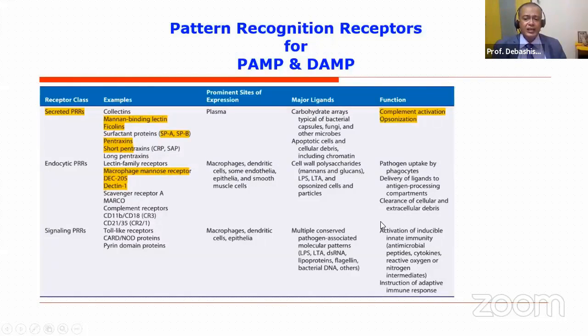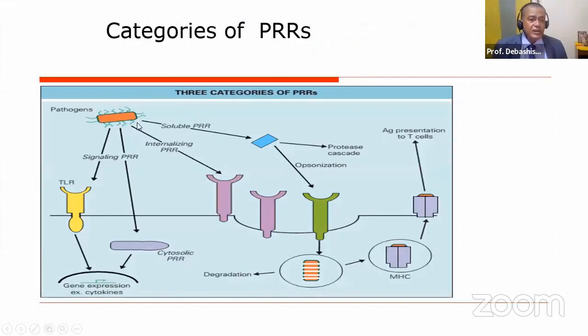So you can see the pathogen can induce either soluble PRRs, which can cause either protease cascade or opsonization, which causes degradation, or they may present the microbial antigen through the MHC to T cells, or it may be internalizing PRRs, which can be internalized, and even again through cytosolic PRRs it may cause gene expression causing cytokine production and attacking the microbes, or it may be by signaling PRRs through TLRs or toll-like receptors, again causing the gene expression for cytokine production, etc. So there are different ways that the PRRs or pattern recognition receptors act.